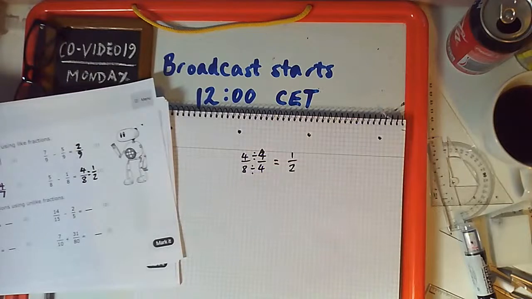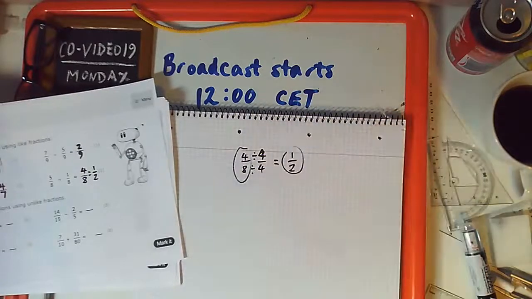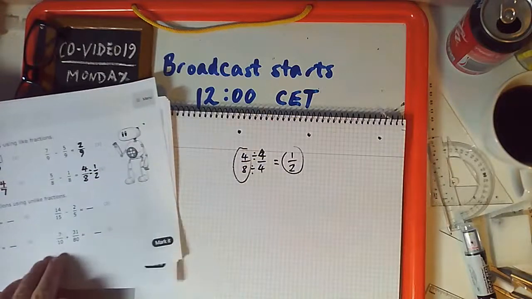Important to stress that you're not dividing by 4, because if you divide it by 4, it gets smaller by a factor of 4. But 4/8 is actually the same size as a half. It's just written in a different form. So important to know that difference.